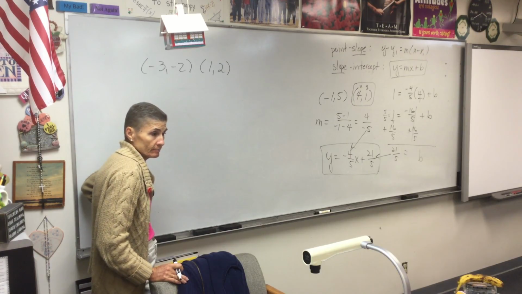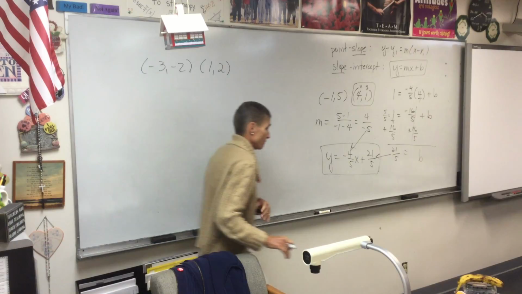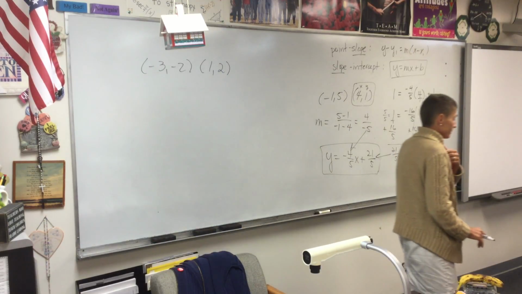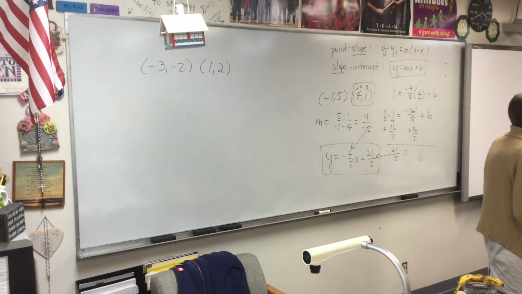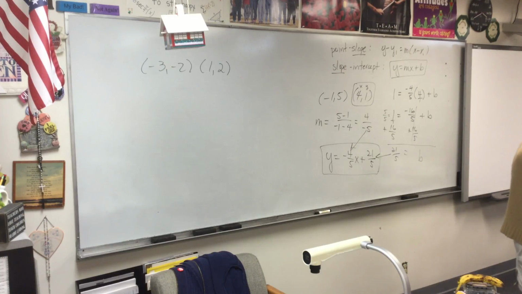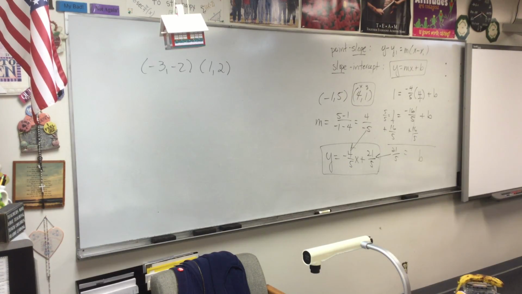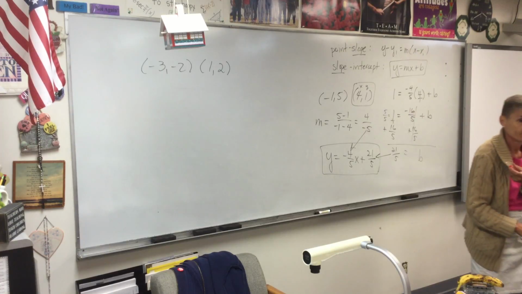You guys have this done? I got 3 for B. Quickly, hurry back, please. Wait, so it's not y2 minus y1, it's y1 minus y2. It doesn't matter. But if you did 2 minus -2, then you have to do 1 minus -3. But if you do -2 minus 2, then you do 3 minus 1. It doesn't matter. 2 minus -2, yeah.